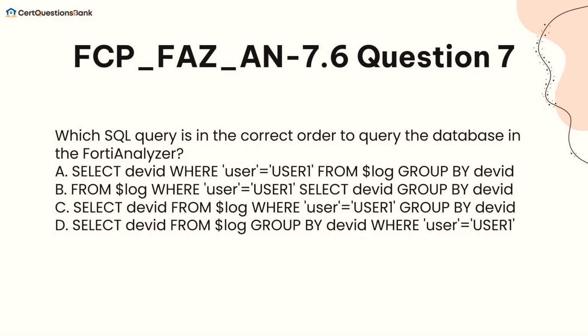Which SQL query is in the correct order to query the database in the FortiAnalyzer? A. Select devid where user equals user1 from $log group by devid. B. From $log where user equals user1 select devid group by devid. C. Select devid from $log where user equals user1 group by devid. D. Select devid from $log group by devid where user equals user1.